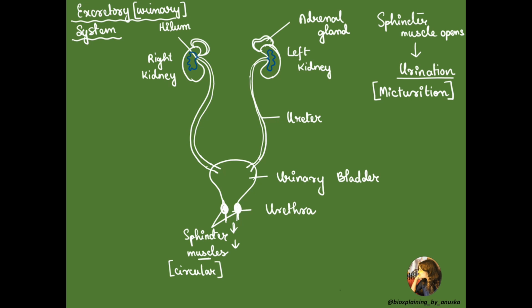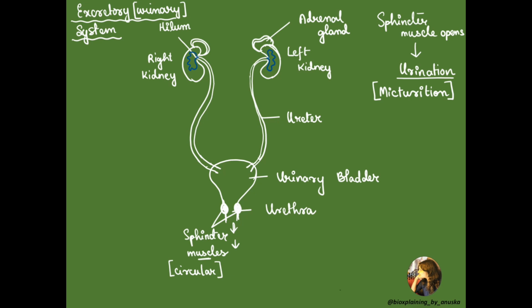These sphincter muscles open only when there is a nervous influence. For instance, whenever we have an urge to urinate, we might use the washroom and then the urination occurs. This nervous influence lets the sphincter muscles open and then urination occurs, which is also known as the process of micturition. So this is the overall structure of the urinary system.